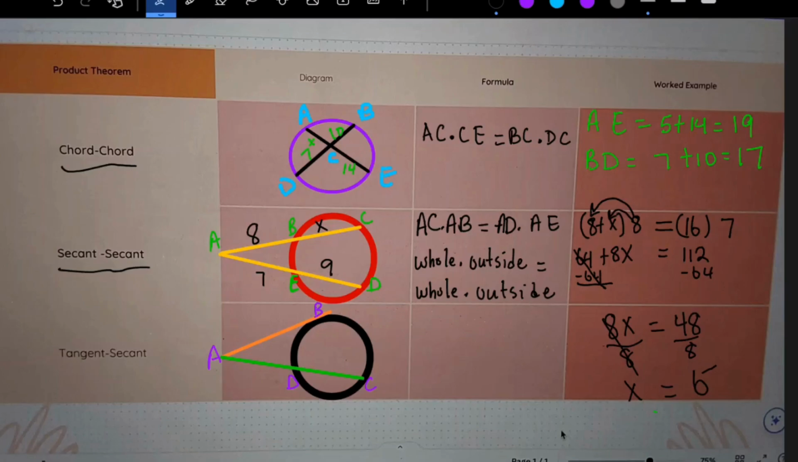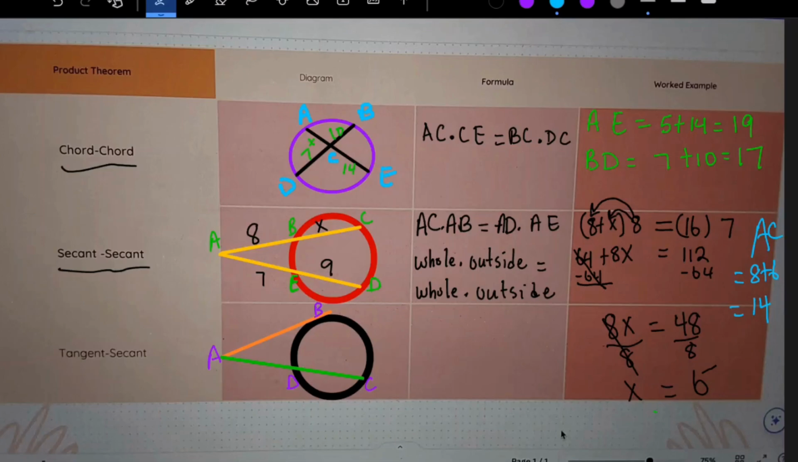Again, we can find the length of AC. So AC is equal to 8 plus 6. And that gives us 14.